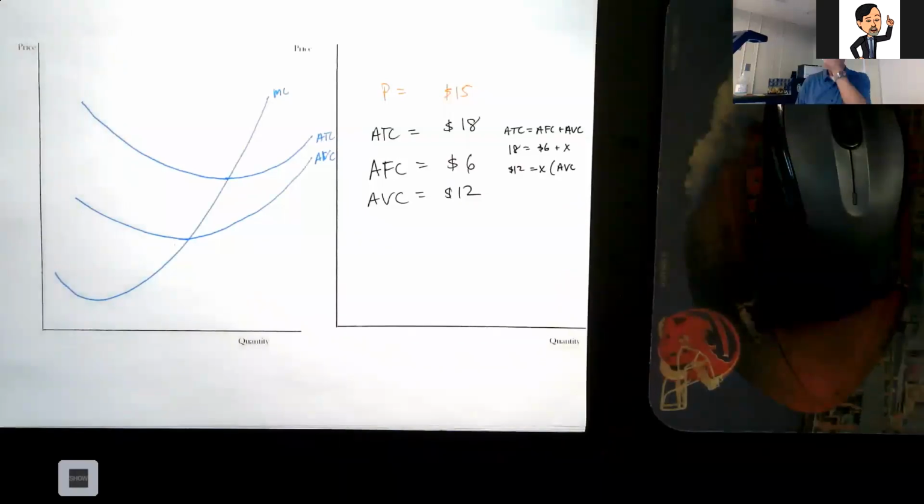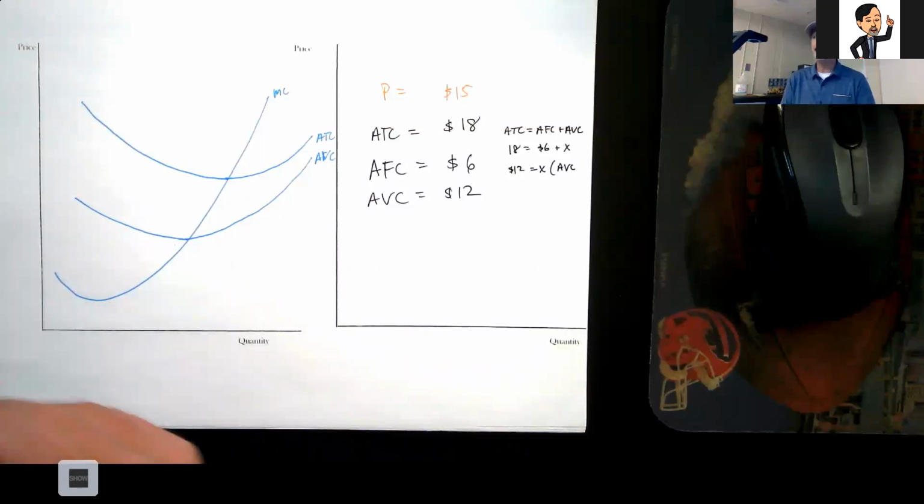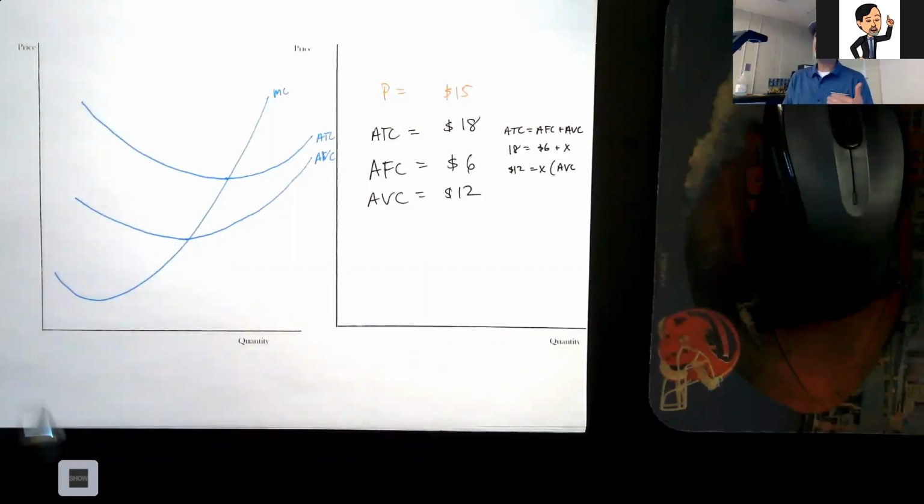All right. Now, let's take a look at what this firm can do. They're getting $15 for their product. Can they pay all of their variable costs? Yes, they can. How much money do they have left over after they pay their variable costs? $3, right? And that $3 can go to paying off a part of their fixed costs. Is that a reasonable statement? Good.